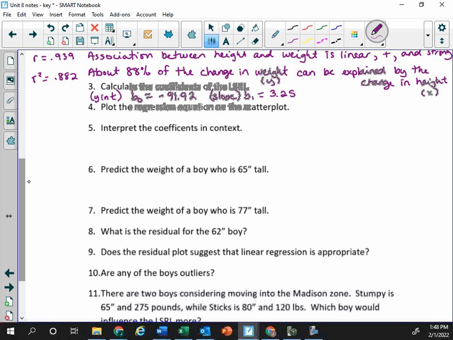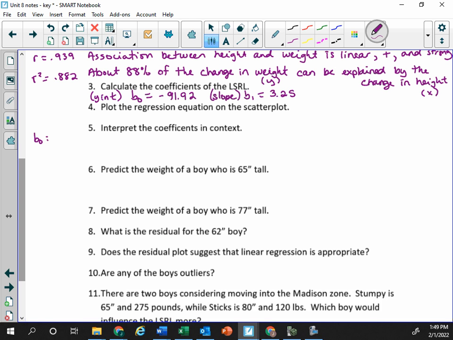All right, number 5, interpret the coefficients in context. So that's talking about the y-intercept and the slope. So let's do y-intercept first. So our b sub 0 was negative 91.92. What does that mean? Like, what does that represent? It's a y value of negative 91.92 when x is equal to what? Not 1, 0. Yeah, we'll do the 1 when we get to slope. Yeah, so it's saying that someone who is 0 inches tall would weigh negative 91.92 pounds.